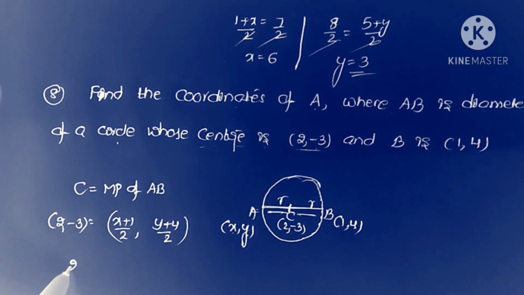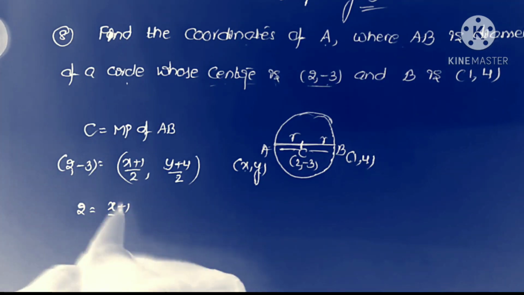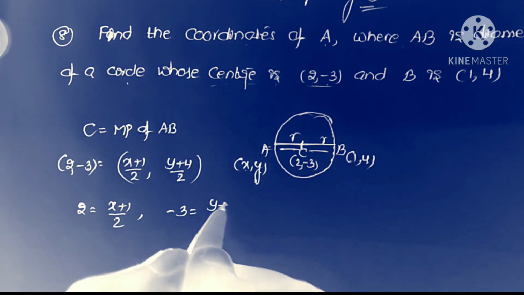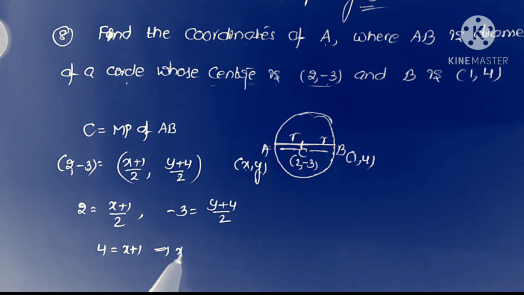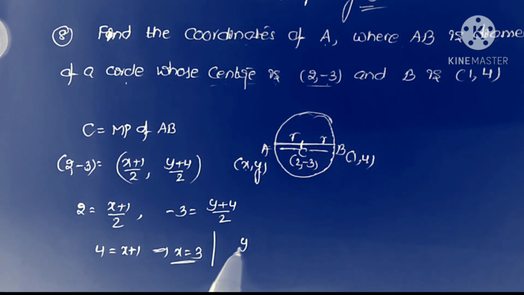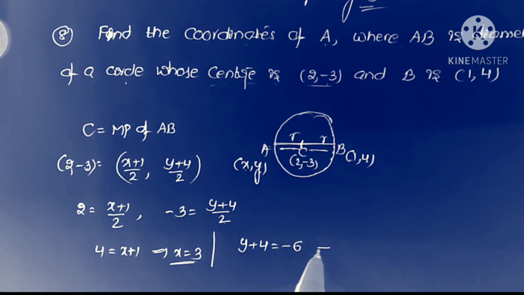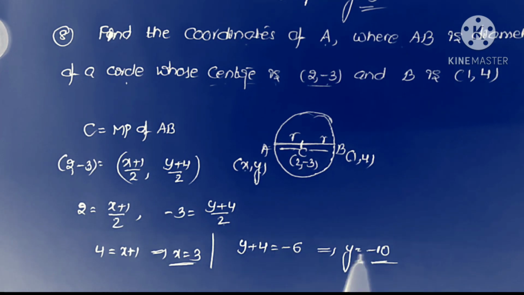That is, 2 is equal to (x plus 1)/2 and minus 3 is equal to the y coordinate, (y plus 4)/2. That is 4 is equal to x plus 1, then x is equal to 4 minus 1, that is 3, and y plus 4 is equal to minus 6. Then the value of y is equal to minus 6 minus 4, that is minus 10.